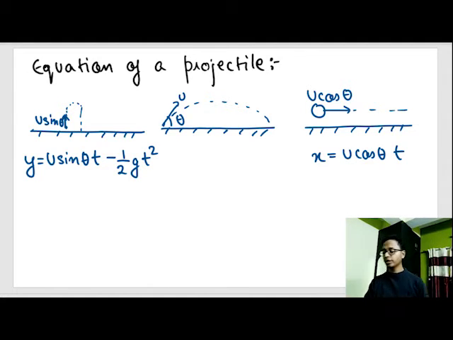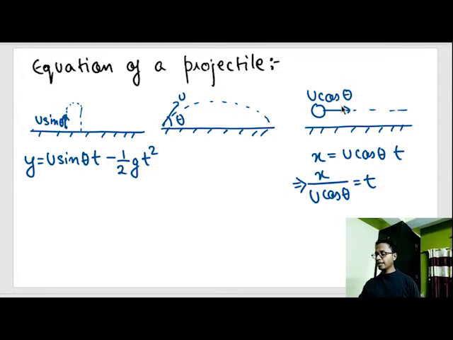You understood what I am doing? Why did I replace u by u sin theta? It was because u was the parameter of the main equations. Here I am considering this u, and here this u. So whenever we use this u in the equation of projectile, we always have to split it into the vertical component u sin theta and the horizontal component u cos theta. From the horizontal component we can deduce that x by u cos theta is equal to t, or time is equal to x by u cos theta.